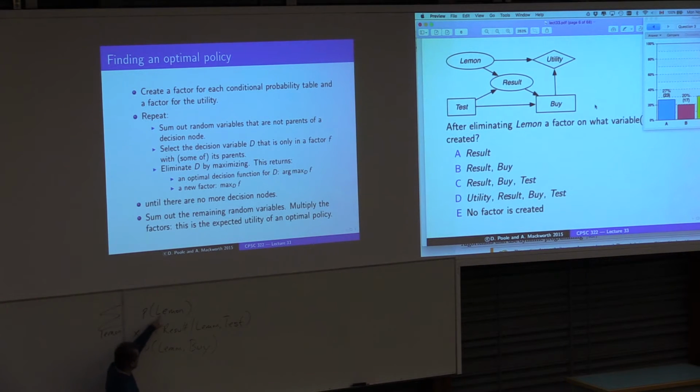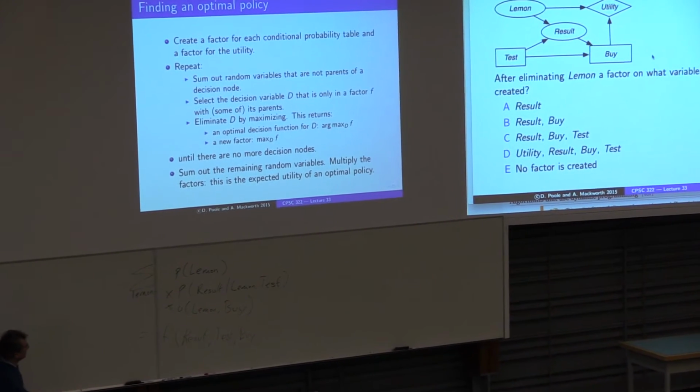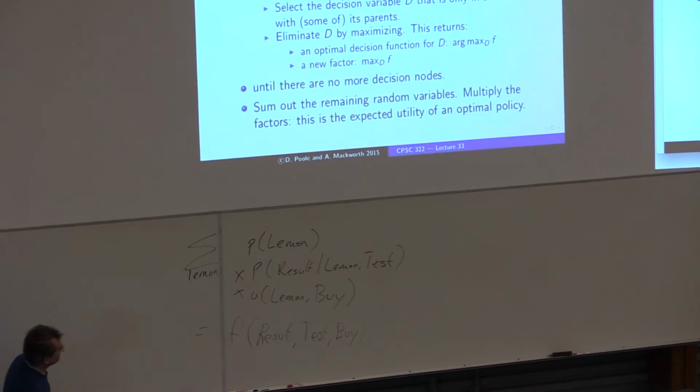So we're getting rid of lemon, so we end up with some factor on result. This depends on result. It depends on test. And it depends on buy. If you change the result, you change this. If you change the test, you change this. And if you change the buy decision. We haven't even got to decision networks yet. We're only doing variable elimination. You should know this. It's what we did before for belief networks. So the answer is result, test, buy. Which one's that? C.